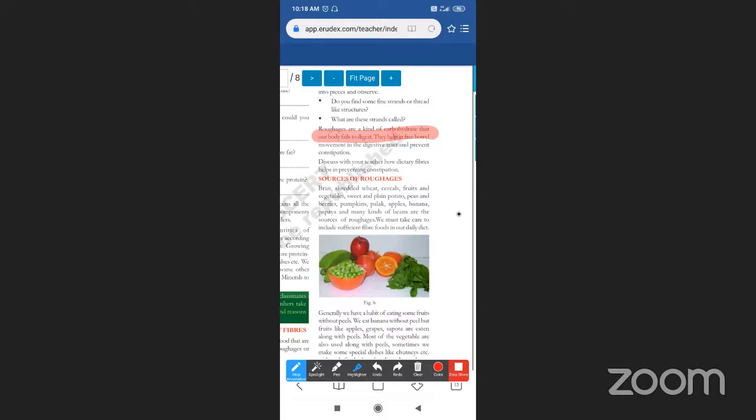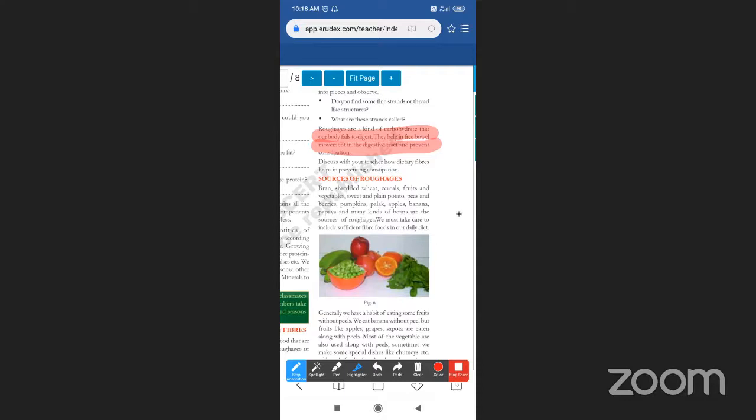You can make a note of it in your notes because it is one of the important ones. Roughages are a kind of carbohydrates that our body fails to digest. Here the roughages are one type of carbohydrates, but they are not 100% digested by our digestive system. Why? Because of the fiber-like, thread-like structures, they do not break down easily. But when you eat roughage, dietary fiber sources, it helps us with free bowel movement.